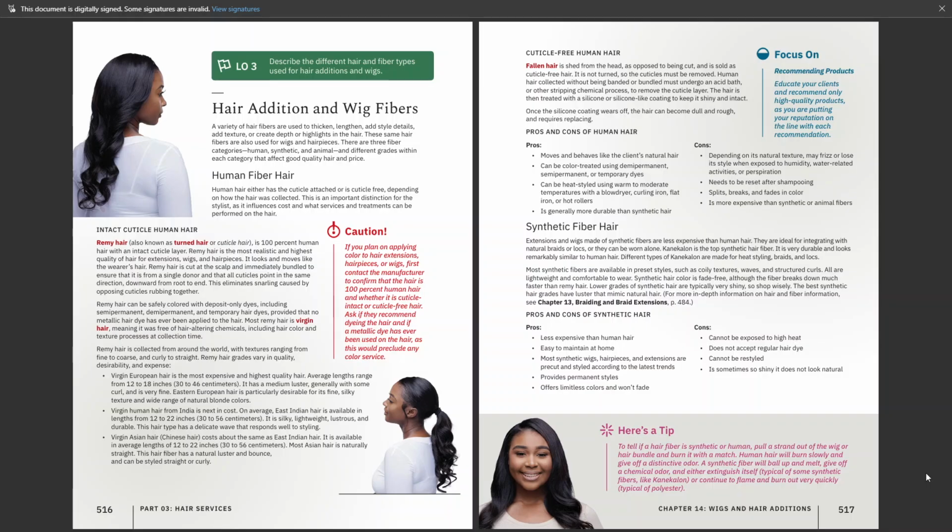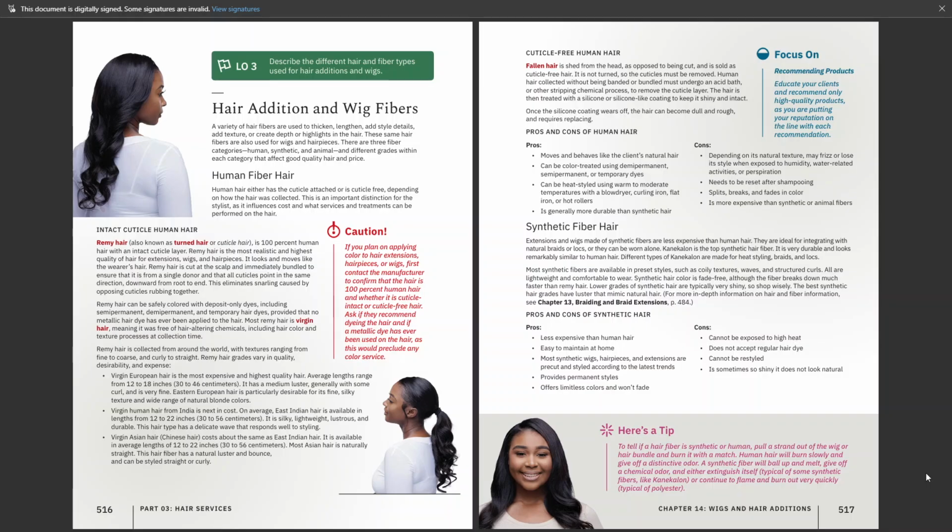Synthetic fiber hair. Extensions and wigs made of synthetic fibers are less expensive than human hair. They are ideal for integrating with natural braids or locks, or they can be worn alone. Kanekalon is the top synthetic hair fiber. It is very durable and looks remarkably similar to human hair. Different types of Kanekalon are made for heat styling, braids, and locks. Most synthetic fibers are available in preset styles such as coily textures, waves, and structured curls. All are lightweight and comfortable to wear.